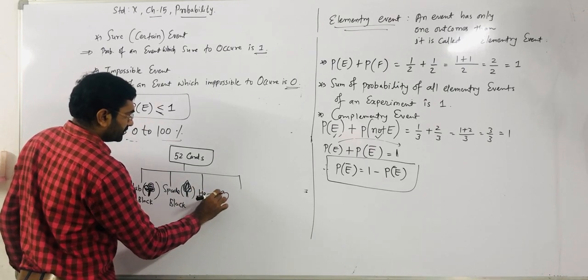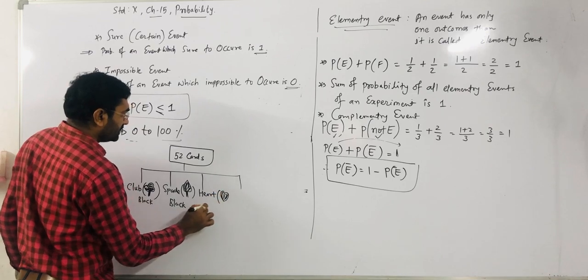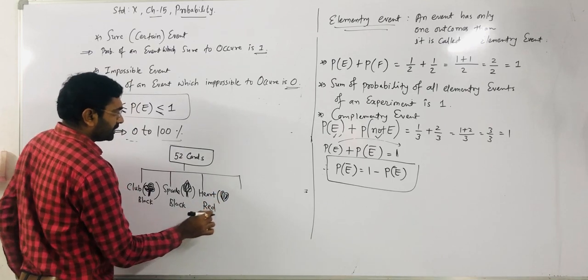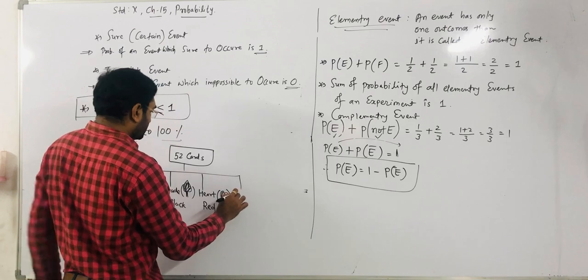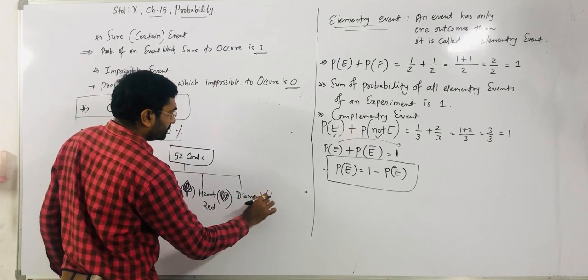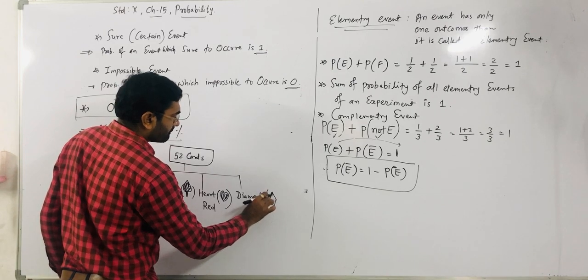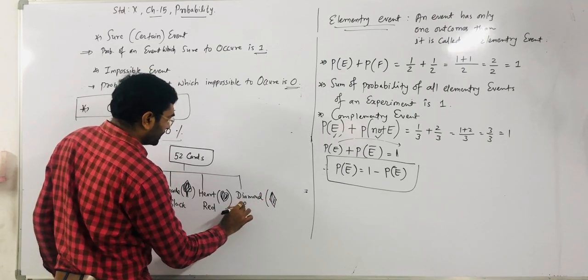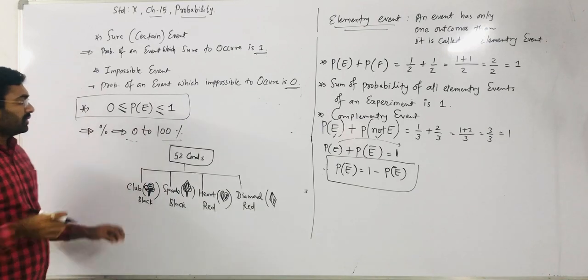Heart is like this, and this is a red card. And the last one is a diamond card. Diamond card means this way, right? And this one is a red card. Okay? So remember that.